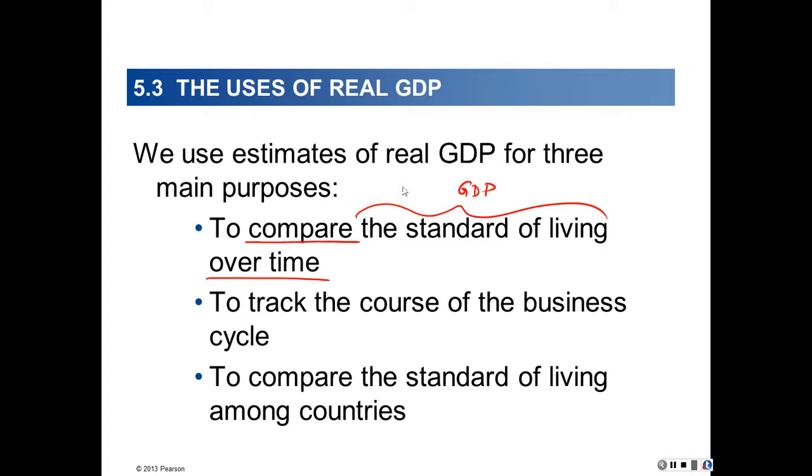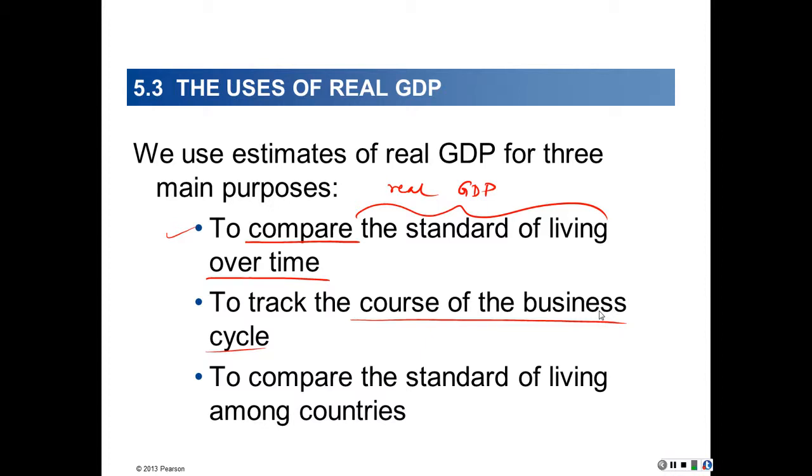Or rather, real GDP is a good indicator of, right? The second point is kind of like the first one. The second one is also comparing GDP across time, but now the purpose is to track the course of the business cycle. So in point number one, what are we trying to do? We were trying to figure out what is happening to US standards of living across time. Number two is looking at exactly what is happening to our economy in terms of the business cycle.